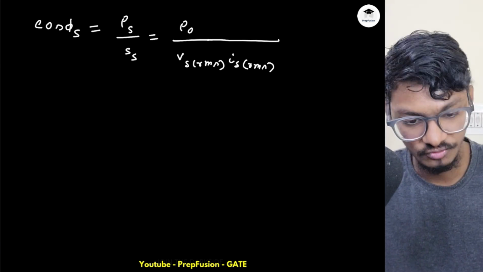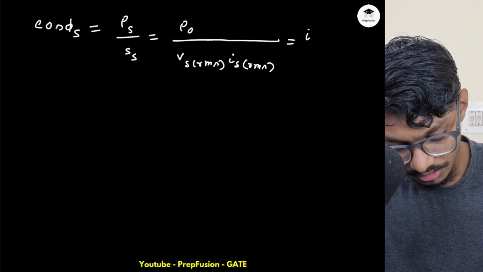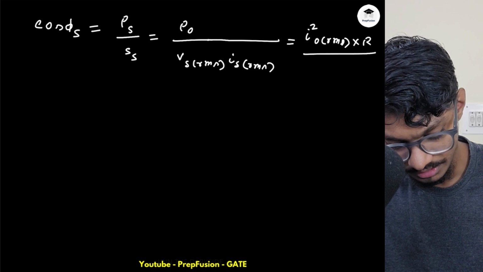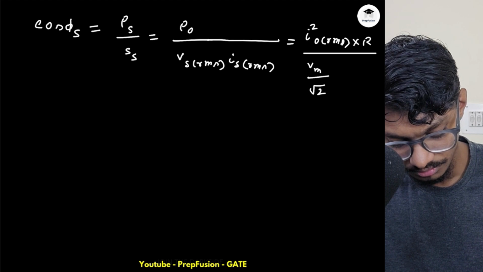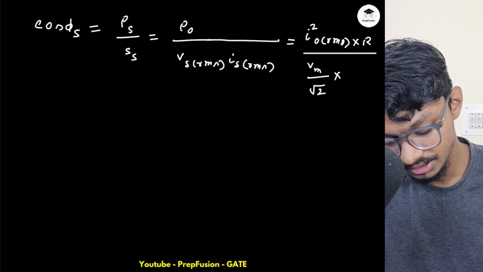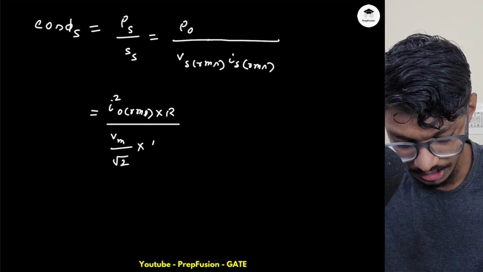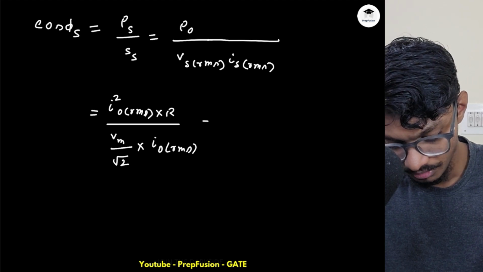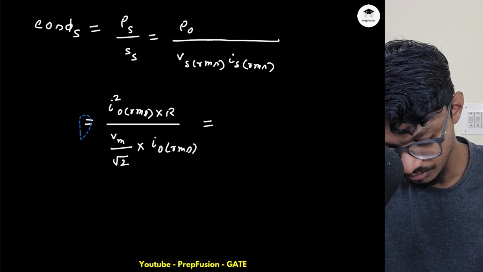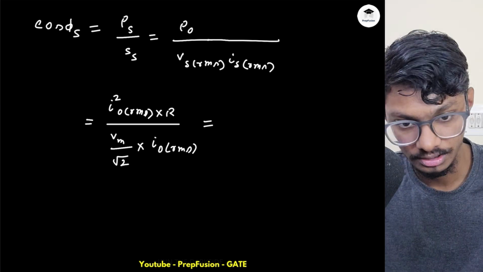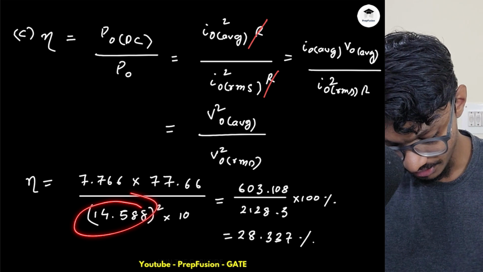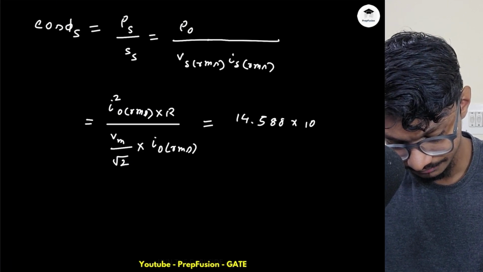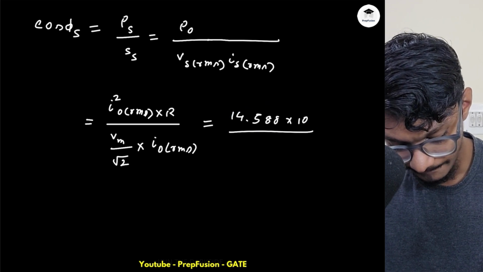Okay, now what is PO? PO can be written in many ways, but in this case, for simplicity, I will write it as IO RMS whole square into R divided by VS RMS, that is VM by root 2, into IS RMS. IS RMS is what? Simply IO RMS, right? Because it is a series circuit, so current will be the same, so it will be IS RMS or IO RMS. Okay, so this IO will get cancelled. This will be IO RMS into R. What is IO RMS? IO RMS I have just computed over here. It is 14.588 into R. R is 10, divided by VM by root 2.